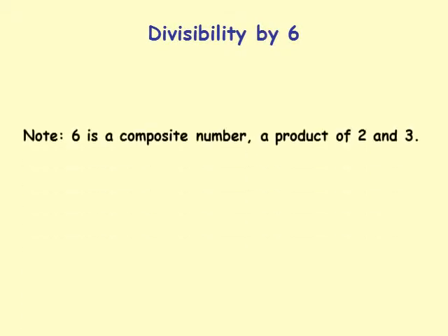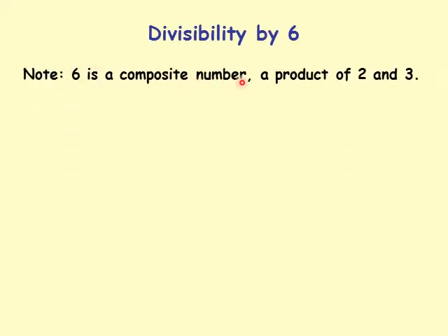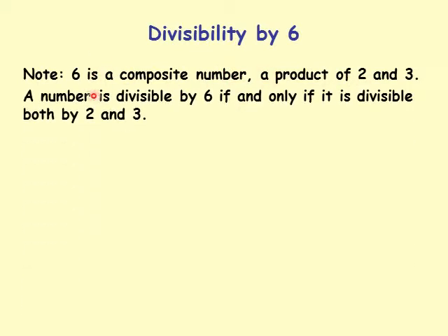Let's continue and discuss divisibility by 6. If a number is divisible by 6, let's investigate it. Note that 6 is a composite number, by which I mean that it's a product of 2 and 3. Okay? A number is divisible by 6 if and only if it's divisible both by 2 and 3. So we have to check the divisibility by 2 and also by 3.